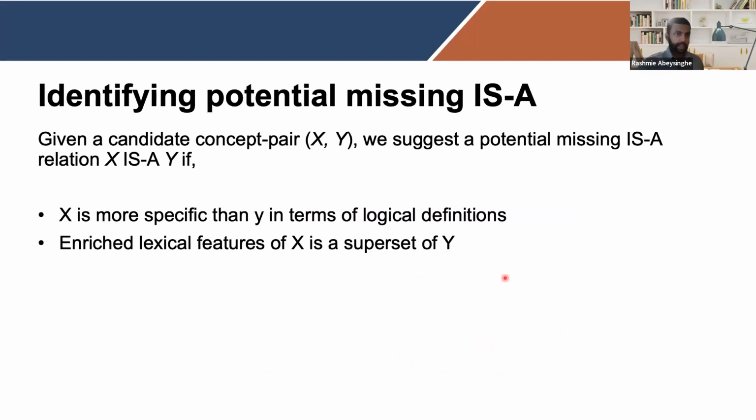So given a candidate pair, X and Y, we suggest a potential missing is-a relation, X is a Y, if X is more specific than Y in terms of logical definitions, and if the enriched set of lexical features of X is a superset of that of Y. So if both these two conditions are satisfied, then we suggest the potential missing is-a relation, X is a Y.